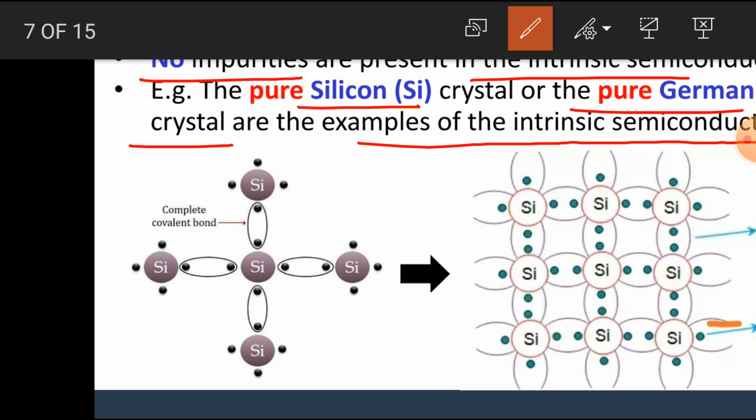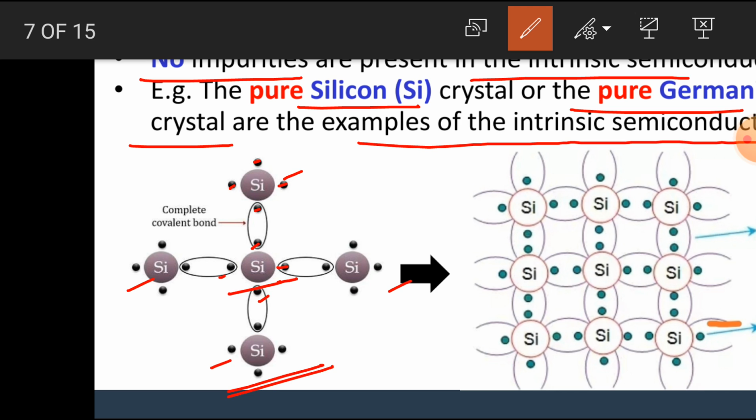In this diagram, we can see there are silicon atoms. In the middle atom, we already learned that each silicon atom is a tetravalent atom. That means in the outermost orbit it contains 4 electrons: first, second, third, fourth. Similarly, here is first electron, second electron, third electron, and fourth electron.